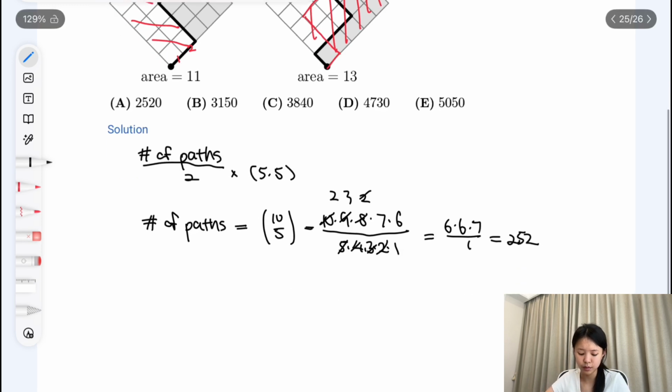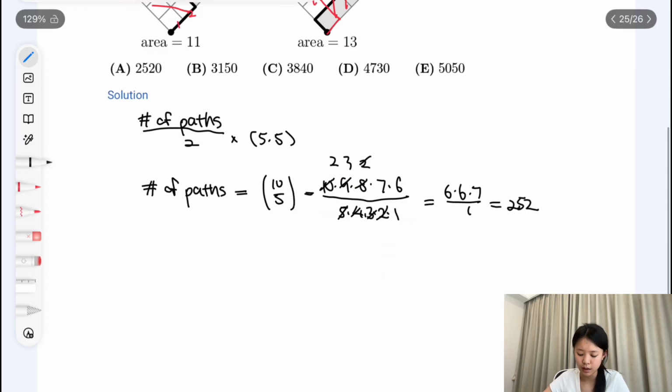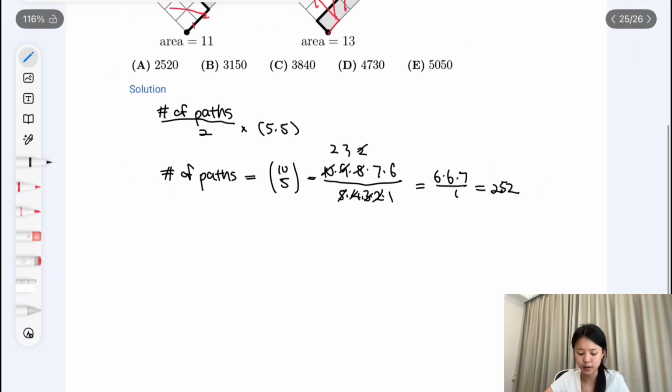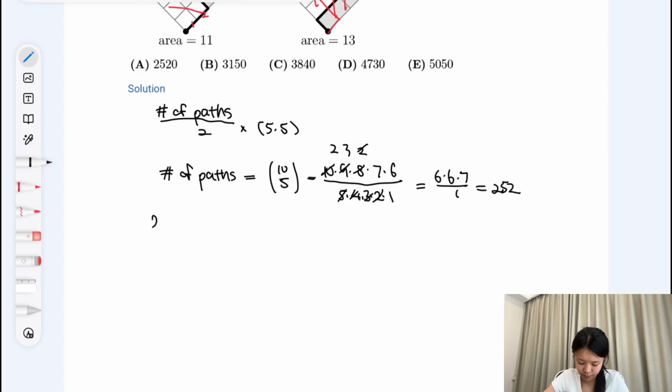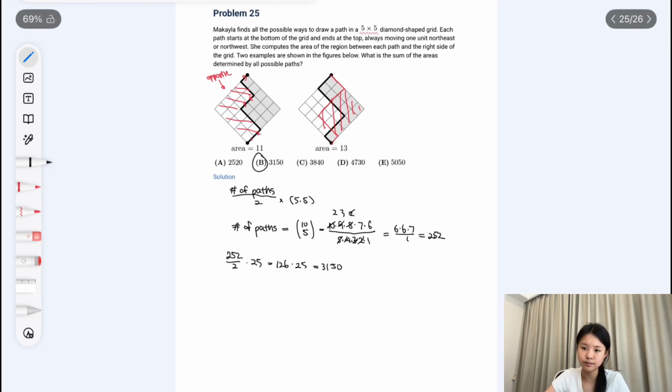And if you're unfamiliar with this type of combinatorics, I suggest you Google it or find a tutorial and learn about permutations and combinations and the differences between the two. So then we calculate the final area, which is 252 divided by 2 times 25, which equals 126 times 25, which is 3,150. So we know the final answer is B, which is 3150.